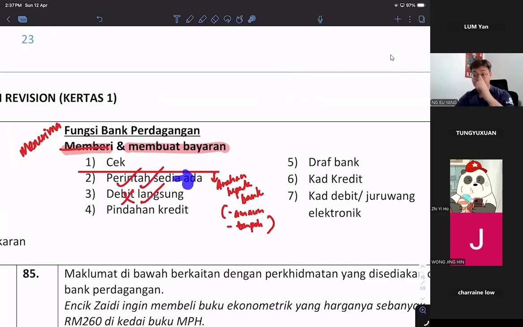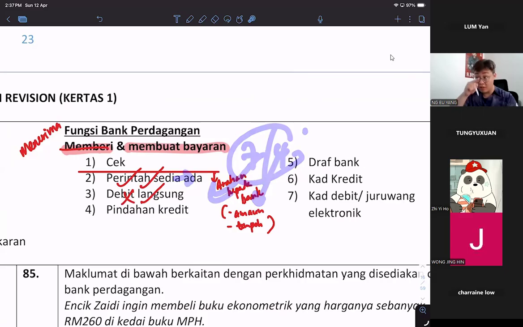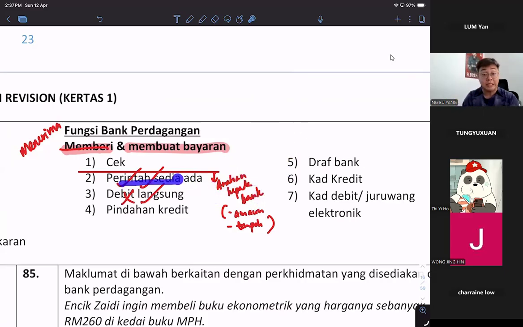So every month, maybe let's say on the 7th of every month. So which means the first week, right? Date 7th of every month. So let's say this is April. So every month we have to pay for the car loan, housing loan. So this is almost the same amount, same time for perintah sedia ada.